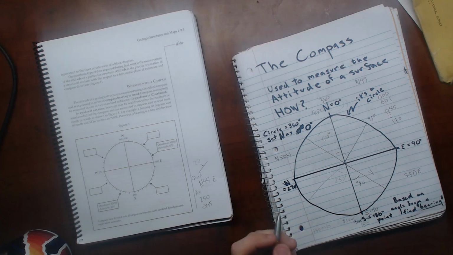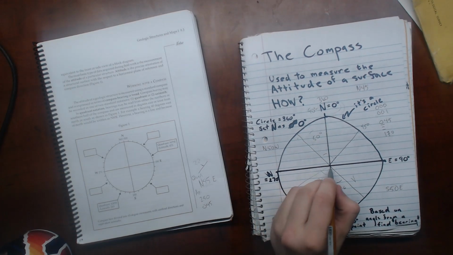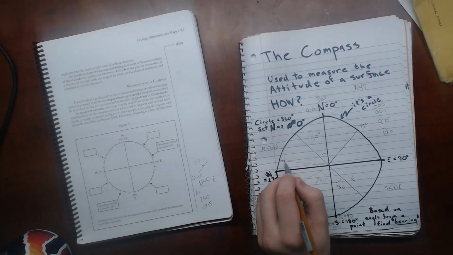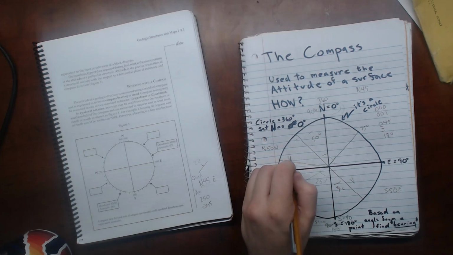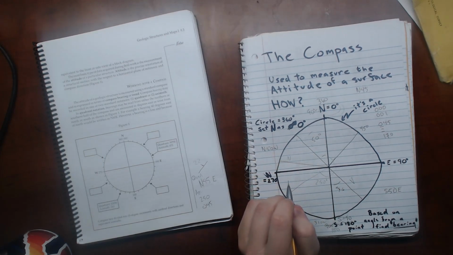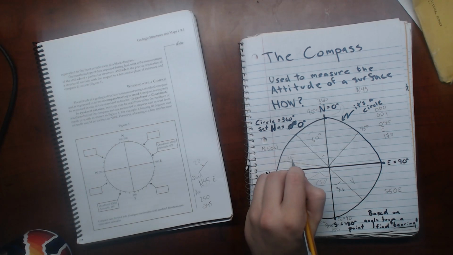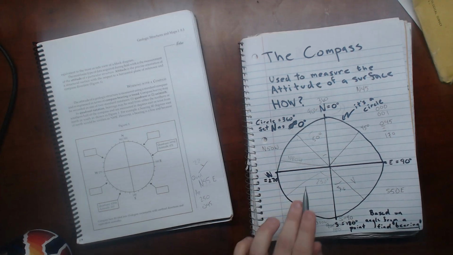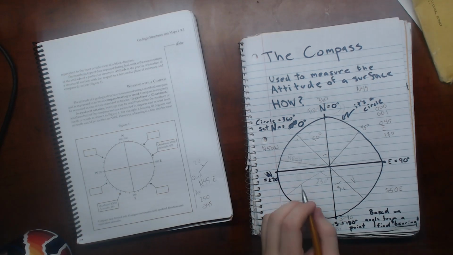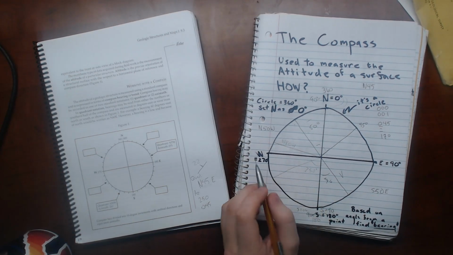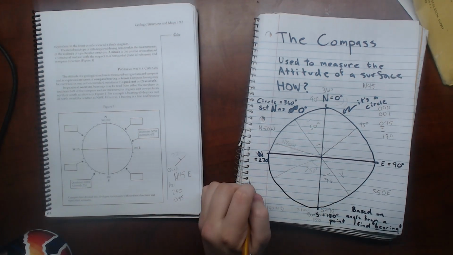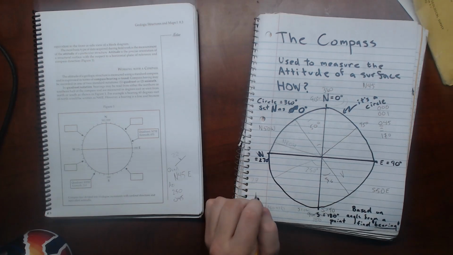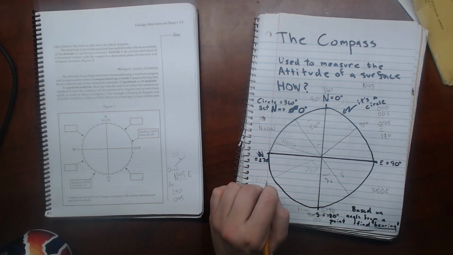Then if we have 280, all right, so this is going to be north, what's that, north 80 west. Well, we know that it's just 10 degrees off our west. We know west is 270, so since we're still going up, we're just going 270 plus 10.